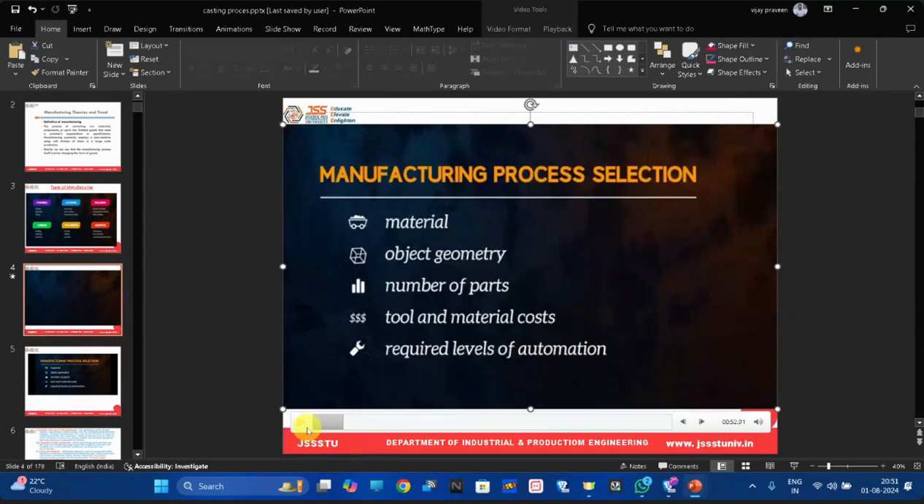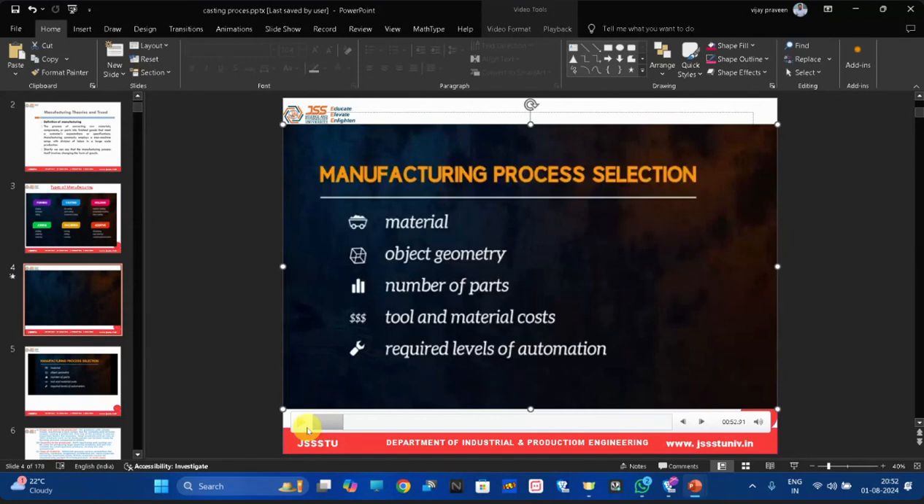Second is what type of geometry we need to produce, whether it is simple or complex in geometry, then we need to select the corresponding manufacturing process. The next factor to be considered is the number of parts, whether it is small production or mass production, then we select the corresponding type of manufacturing.